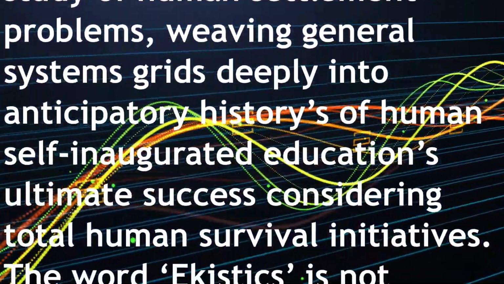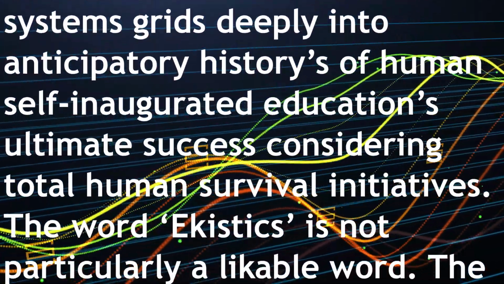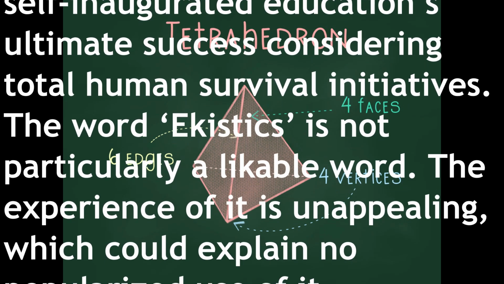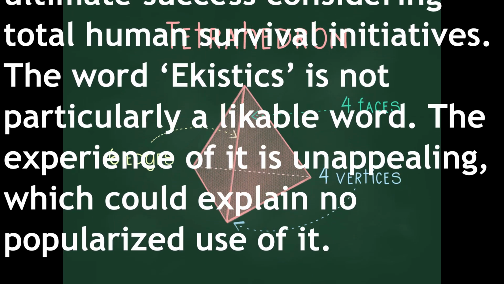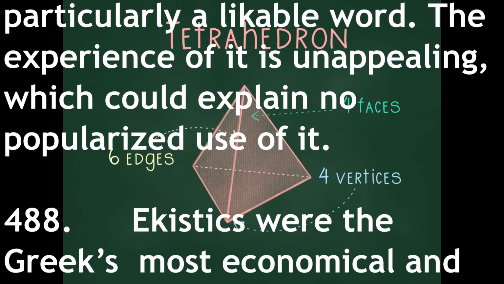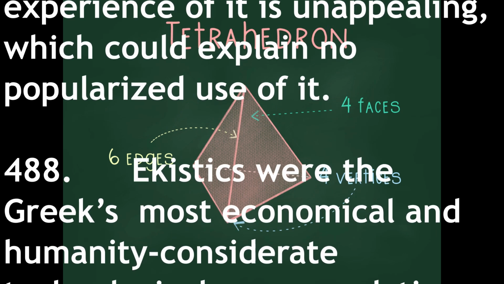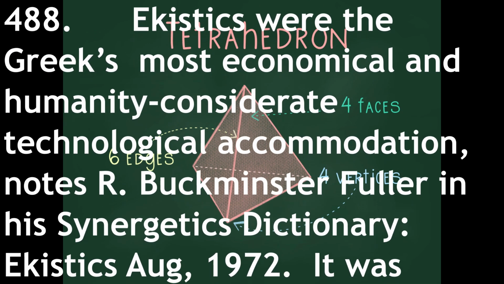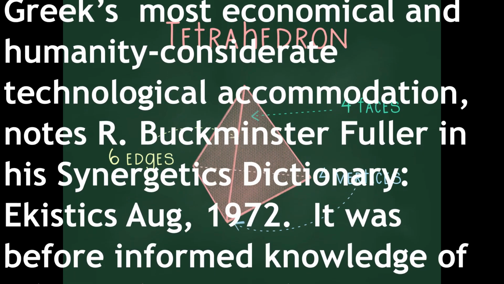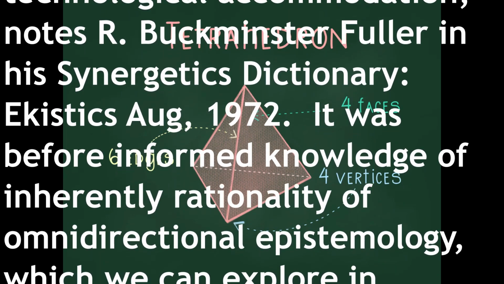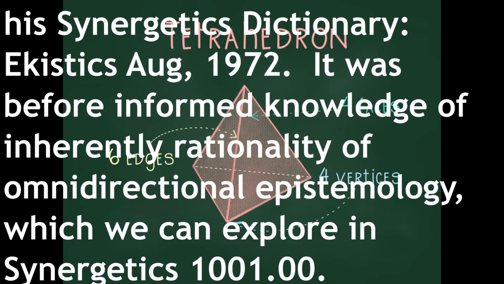The word ecistics is not particularly a likable word. The experience of it is unappealing, which could explain no popularized use of it. Ecistics were the Greeks' most economical and humanity-considerate technological accommodation, notes R. Buckminster Fuller in Synergetics Dictionary, Ecistics, August 1972. It was before informed knowledge of inherent rationality, of omnidirectional epistemology, which we can explore in Synergetics 1001.